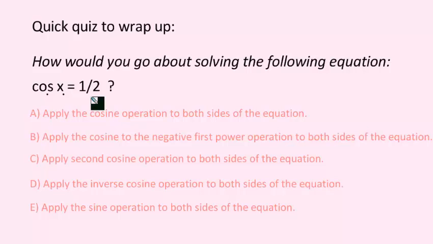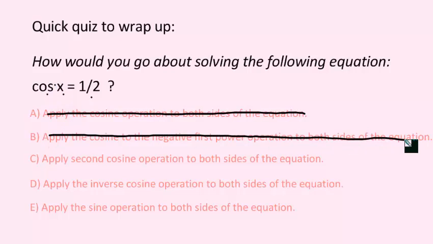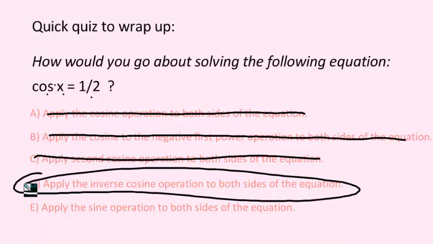Alright, I guess if I'm tackling this, I look at A and I say, I'm not applying the cosine function. The cosine function's already being applied. I look at B, I say, there is no such thing as cosine to the negative first power, so that gets eliminated. I look at C, I say second cosine, that's calculator talk. Real math students don't say second cosine, they say inverse cosine. Oh wait, that reminds me, that's the answer in D. And just to make sure, E is apply the sine operation. Sine has nothing to do with this problem, so your answer is D.